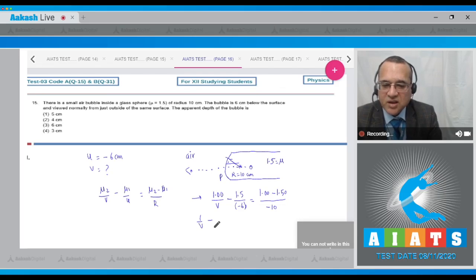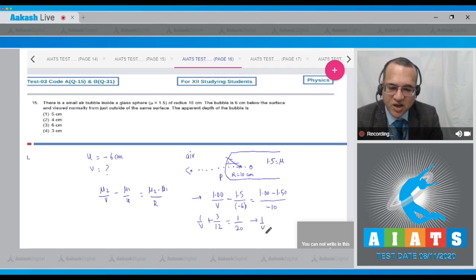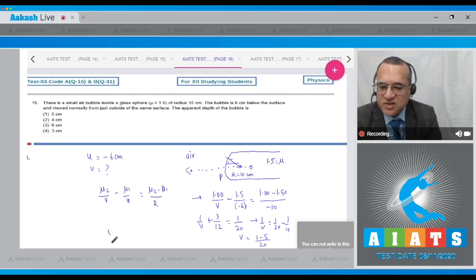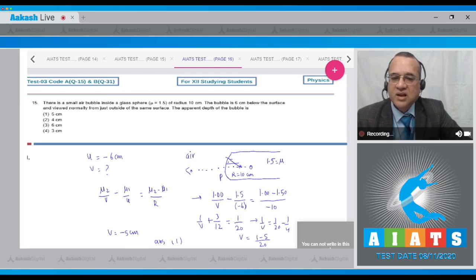So this becomes 1 by v, and the sign becomes plus, and 3 by 12 is equal to 1 by 20. So take this on this side, therefore 1 by v becomes equal to 1 by 20 minus 1 by 4. So if we solve, then v comes to be equal to, take the LCM 20, 1 minus 5. So therefore v is equal to minus 5 centimeter. And the answer to this is the first option, that the apparent depth of the bubble will be 5 centimeter from this point.